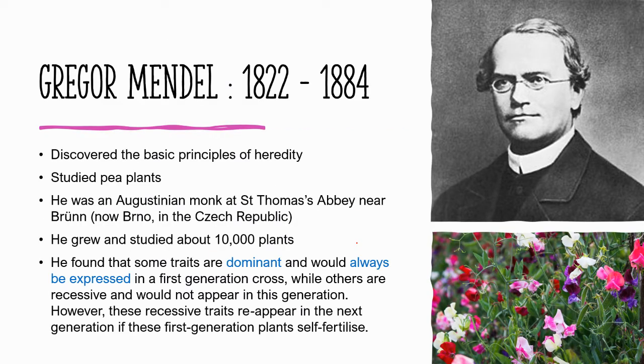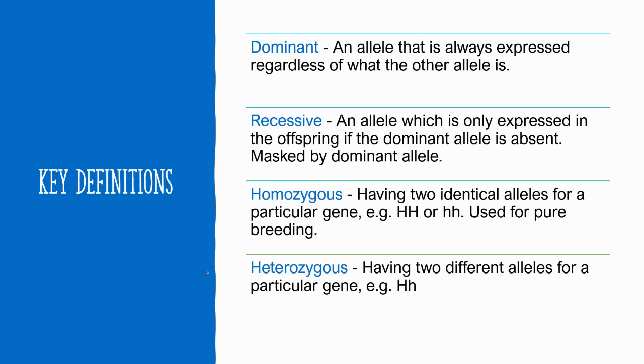So when we're talking about patterns of inheritance, we must acknowledge one of the early scientists who made a huge contribution to understanding patterns of inheritance, which was Gregor Mendel. He was an Augustinian monk in the Czech Republic. And he studied pea plants, about 10,000 plants. He found some traits that are dominant and would always be expressed in a first generation cross when he was breeding the plants, and others are recessive and would not appear until the next generation. So we acknowledge Gregor Mendel.